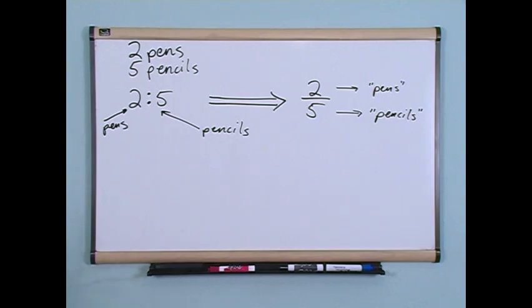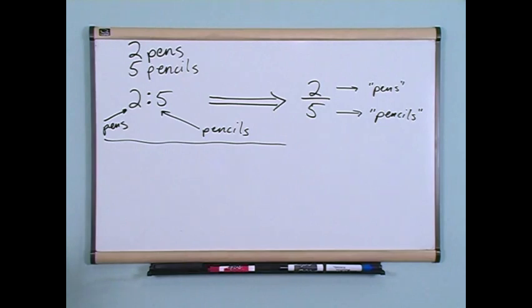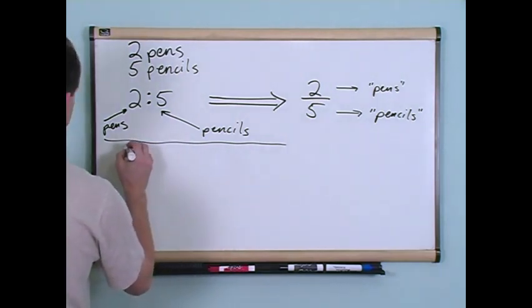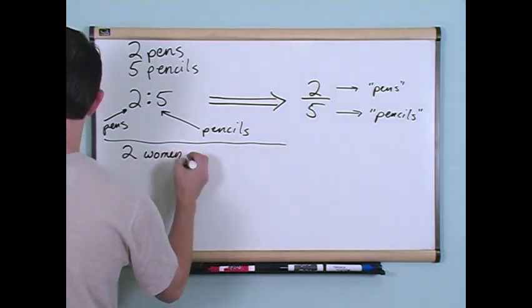Now let's pick another ratio, let's get a couple more examples. Let's say you have, in a room, 2 women and 10 men.